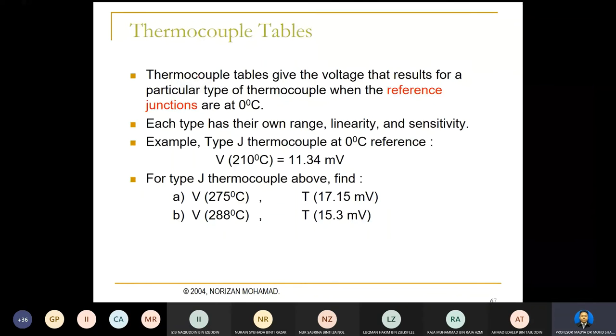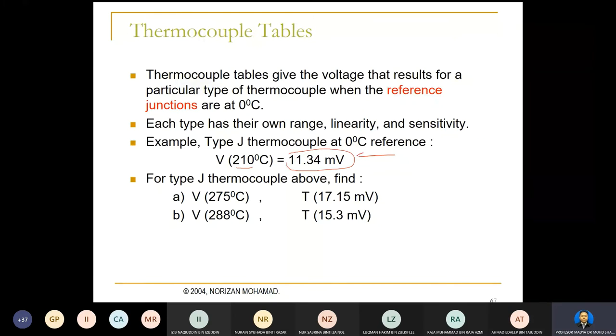Every thermocouple has a table. The table gives the voltage that results for a particular thermocouple when the reference junction is at 0 degrees Celsius. Each type has its own range, linearity and sensitivity. For example, take the J type thermocouple at 0 Celsius reference. For 210 degrees Celsius, what is the value? The voltage is 11.34 millivolts. So this one comes from the table.